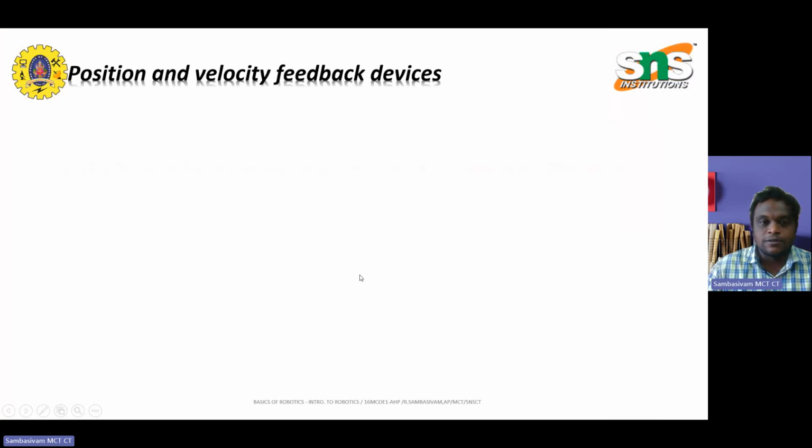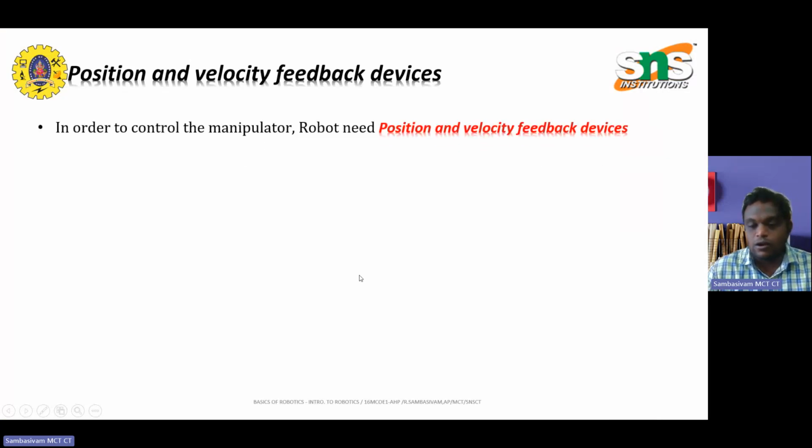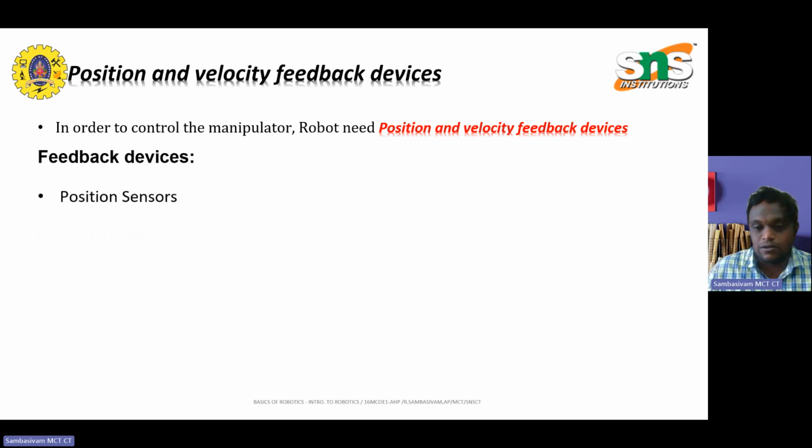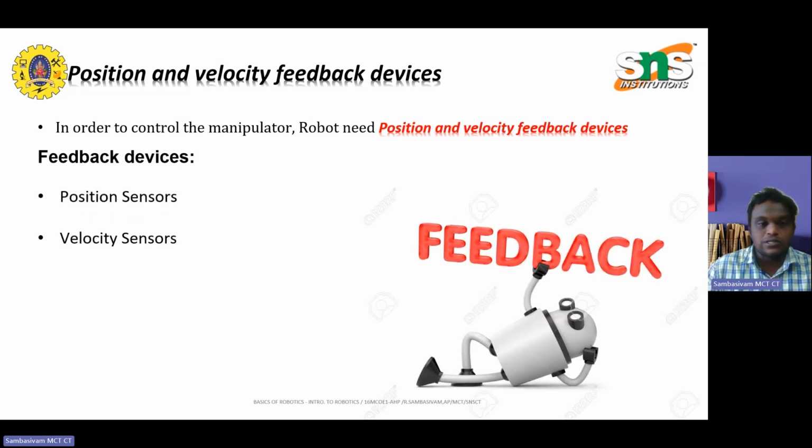As I said, in order to control the manipulator, the robot has to attain the position and velocity feedback devices. These feedback devices may be considered as a position sensor and a velocity sensor. By the name itself, position means XYZ coordinates. At what position the robot is, which position it has to work in as one work clamp, and where it has to pick and place or perform a certain task has to be identified with the position sensors.